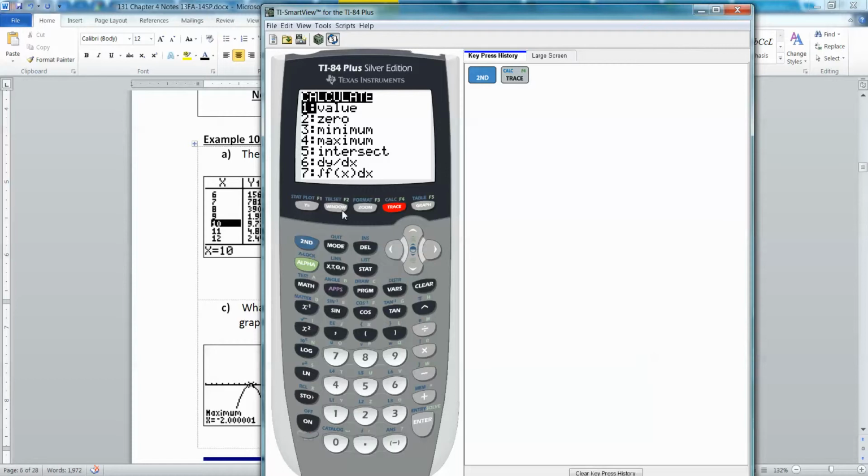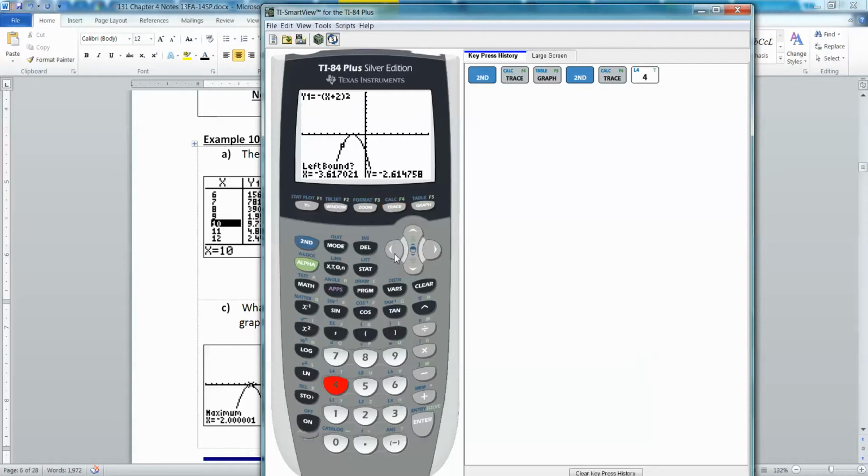All right, so what I'm going to do is, I don't know if you noticed, but this graph has a maximum. See it right there? It's got a little peak at the top. So I'm going to hit second trace, which gets me to that calculate menu. So I want to do a graph calculation. We've already done intersect in chapter 3 if you've watched those videos already. So I'm going to do number 4, which is the maximum.